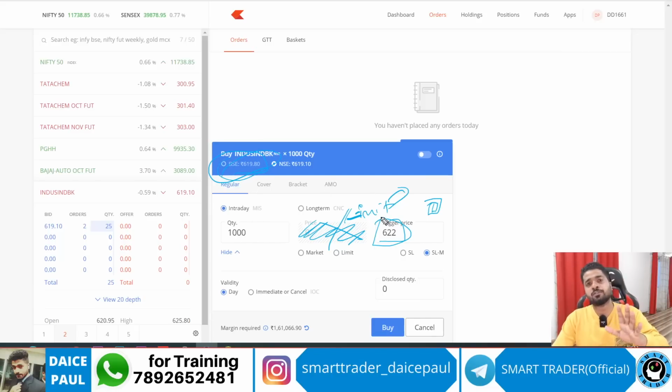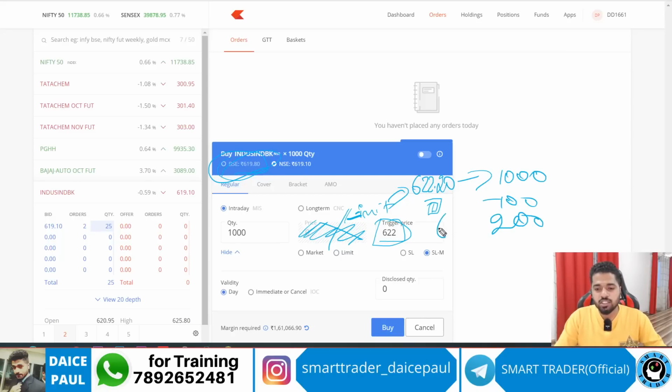As soon as it touches 622, whatever the market price is, let's say the price has gone to 622.20, then it will buy off 1000 shares, or it will buy 100 shares at 622.20 and 200 shares at 622.